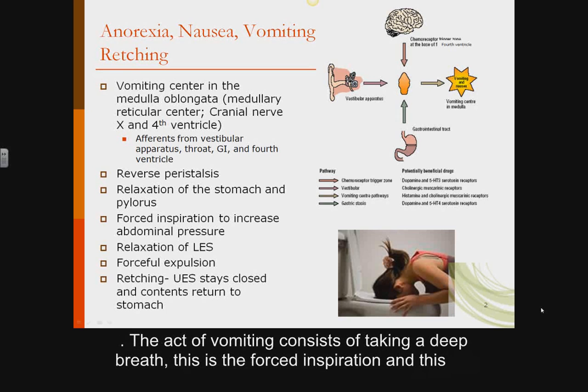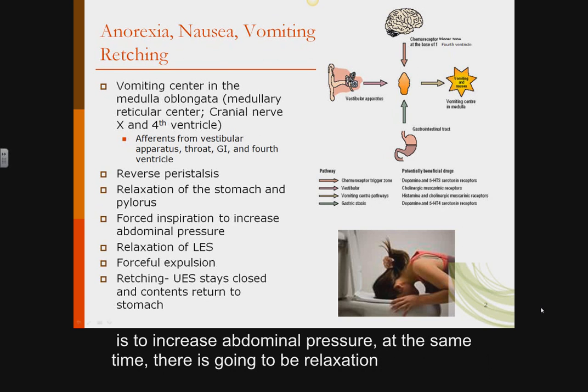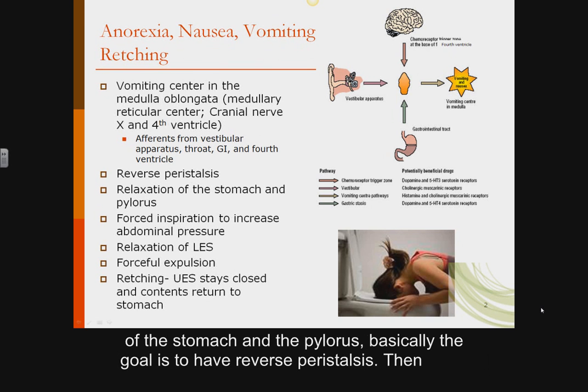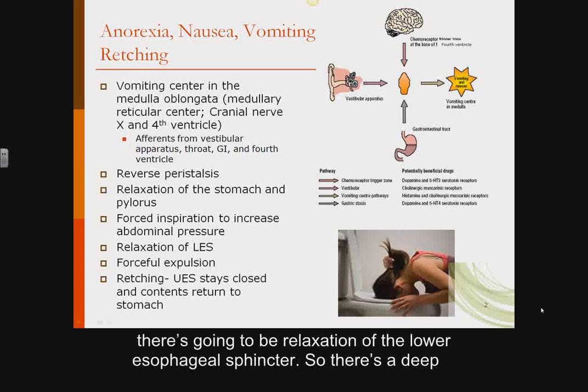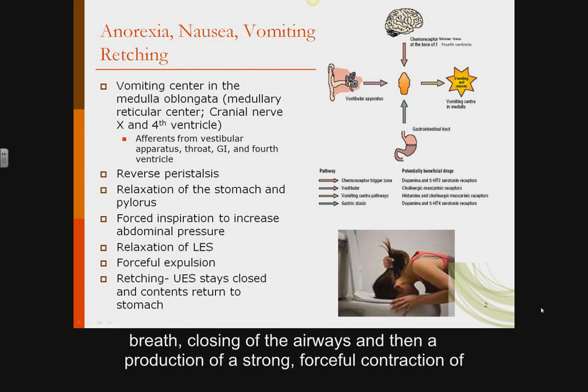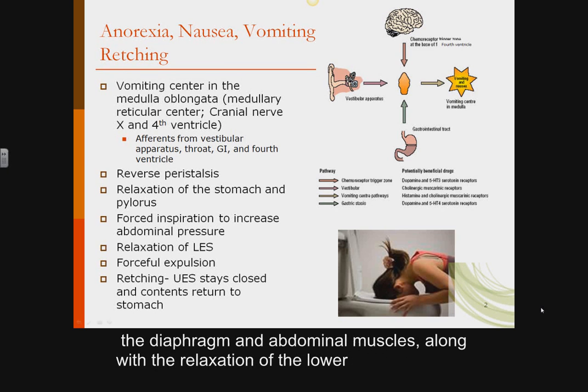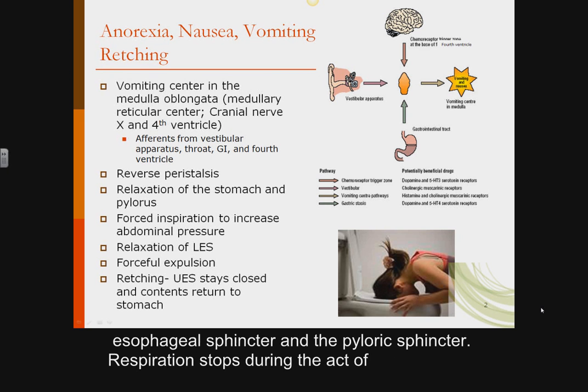The act of vomiting consists of taking a deep breath. This is the forced inspiration, and this is to increase abdominal pressure. At the same time, there is going to be relaxation of the stomach and the pylorus. Basically, the goal is to have reverse peristalsis here. Then there's going to be relaxation of the lower esophageal sphincter. So there's this deep breath, closing of the air passageways, and then a production of a strong, forceful contraction of the diaphragm and abdominal muscles, along with the relaxation of the lower esophageal sphincter and the pyloric sphincter.